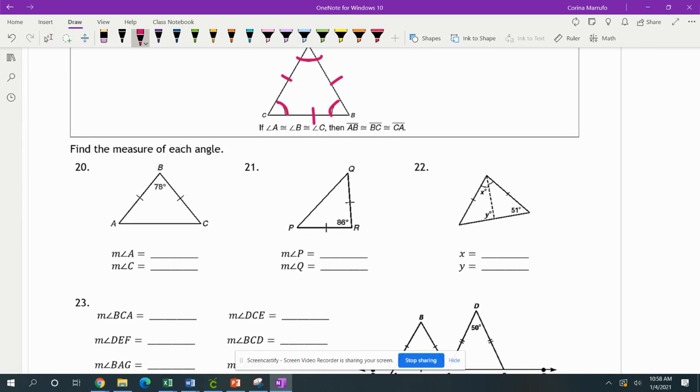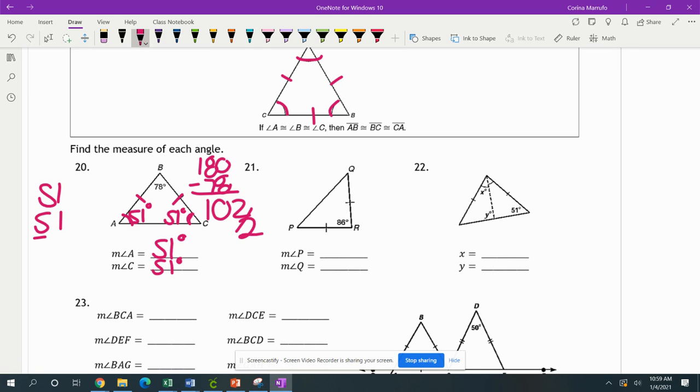Okay, so here it says find the measure of each angle. So if this angle is 78 and then they tell us these two sides are the same, then that means that these two angles are going to be congruent. The way that we find them is we do 180 minus the 78, and that gives us 102. So these two angles need to add up to 102. We divide that by 2 since they're equal, and that's going to give us 51 for each angle. If you wanted to double check, you just do 51 plus 51 plus 78, and you make sure that it gives you 180.